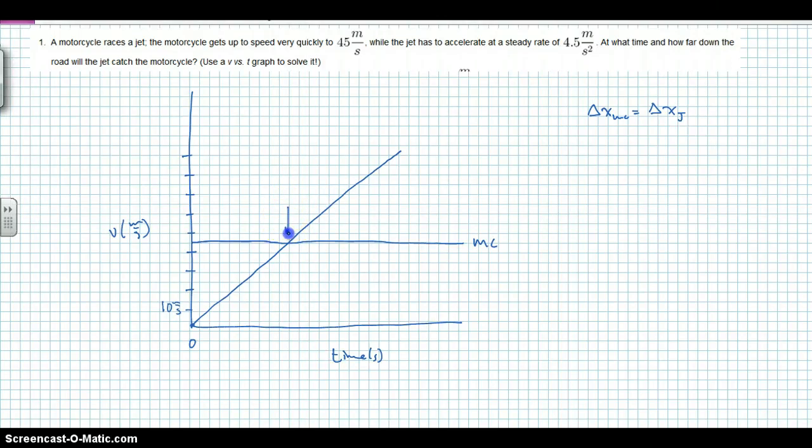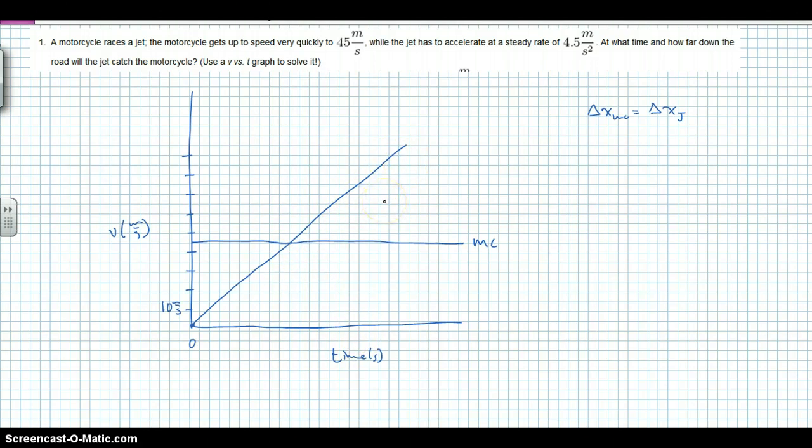So if I look at, say, this point, this seems to be the first interesting point, what's happening here? Well, since this is a velocity graph, what it means is that they're going the same speed. But if you look at the two areas, that one's for the jet, and this one's for the motorcycle. You see the motorcycle is actually far ahead at this point. So that is not the point we want. So it's going to be somewhere down the road when the jet is going faster than the motorcycle and has had a chance to catch up.